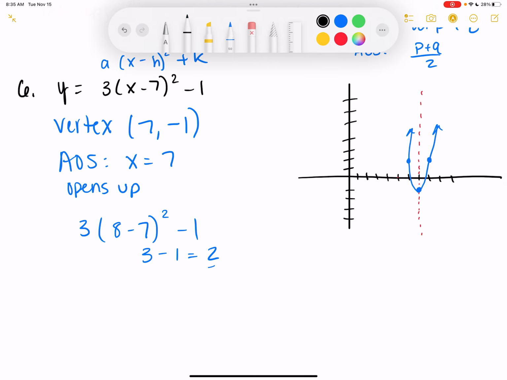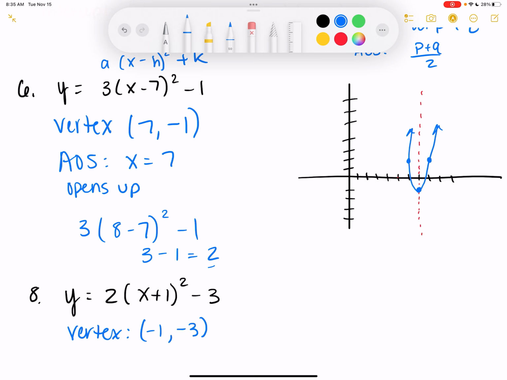Let's see, number 8. Y equals 2 times x plus 1 squared minus 3. So where would my vertex be for this one? -1, -3. So opposite sign inside, same sign outside. So my axis of symmetry is where? -1. Yep, x equals -1.